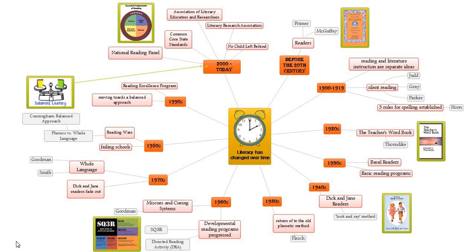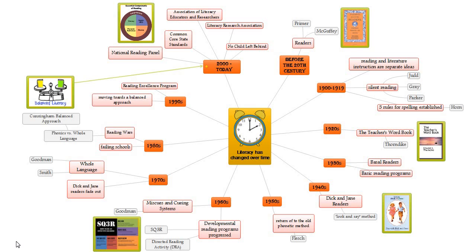In the 1960s, developmental reading programs progressed, like SQ3R that is shown on my map. As the 1970s approached, Dick and Jane readers faded out and Goodman's concept of whole language developed. Whole language is a method that teaches students how to read by recognizing words as whole pieces of language rather than broken down into letters and letter combinations to be decoded.